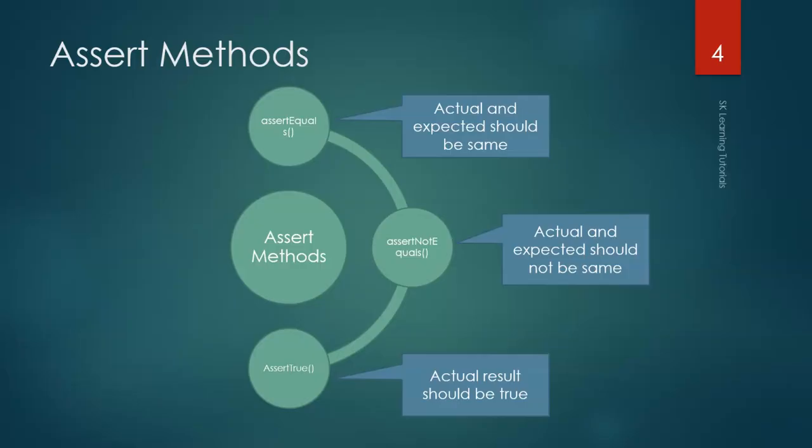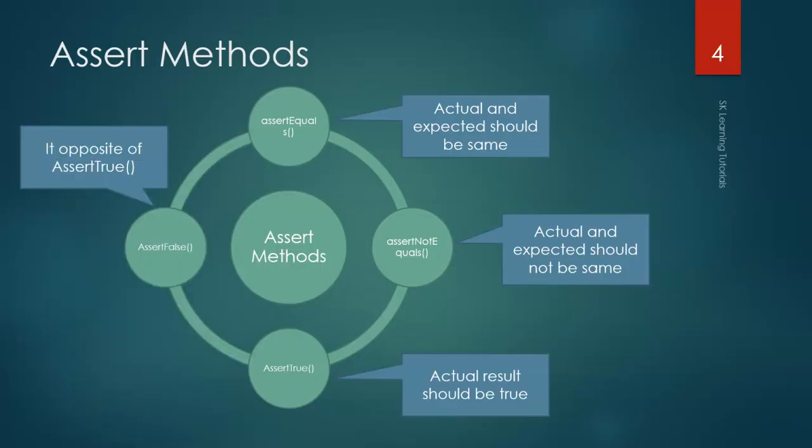In this video let's understand assertFalse, which is the opposite of assertTrue. The assertFalse method checks a condition which must return a boolean value. If the boolean value is false, then the test case is passed, and if the boolean value is true, then the test case is failed. So let's understand a scenario where we should use the assertFalse method.